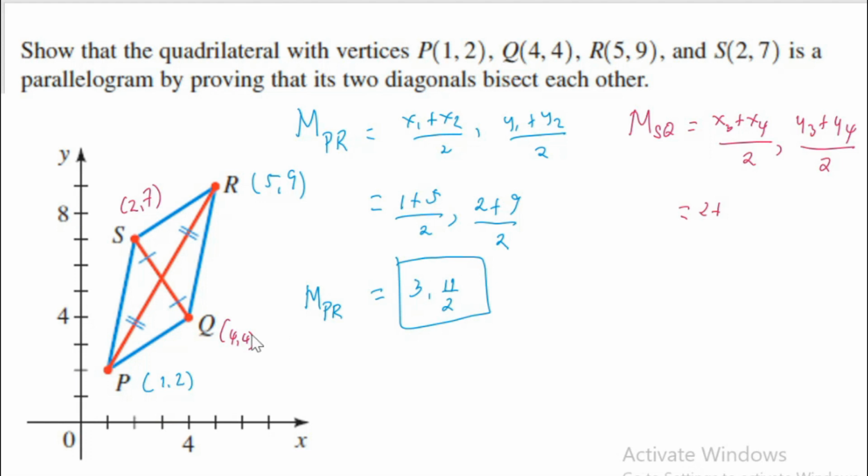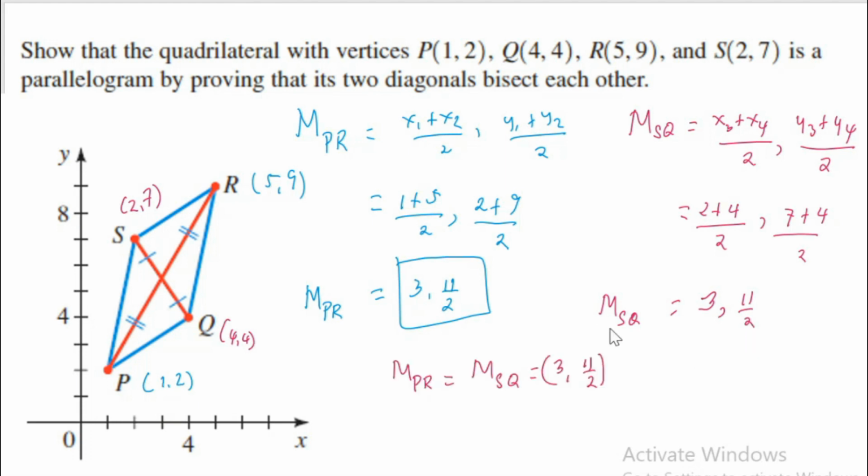So by substitution, x sub 3 is 2 plus x sub 4 is 4, all over 2, comma, and y sub 3 is 7 plus y sub 4 is 4, all over 2. So 2 plus 4 is 6, and 6 divided by 2 is 3. And the other one, 7 plus 4 is 11, so 11 over 2. So the midpoint of SQ has coordinates 3 and 11 over 2. Okay, the midpoint of SQ is equal to 3, comma, 11 over 2.